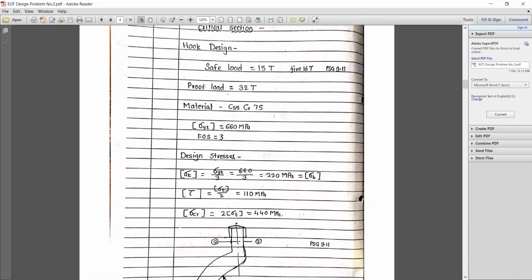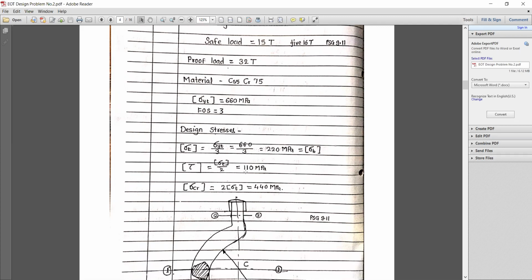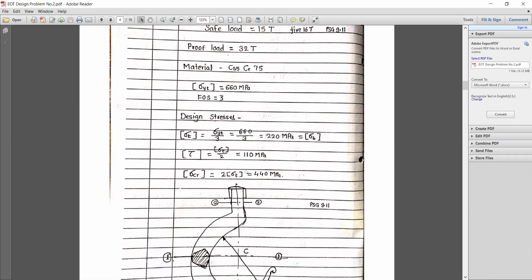Okay, so we have considered a proof load of 32 ton with a material of C55 Cr75, referring to the PSG. For that, the yield strength is equal to 660 megapascal with a factor of safety of 3. So the design stresses we can calculate. The design tensile stress, sigma t, is 660 divided by 3, that is 220 megapascal, which is equivalent to the design bending load.